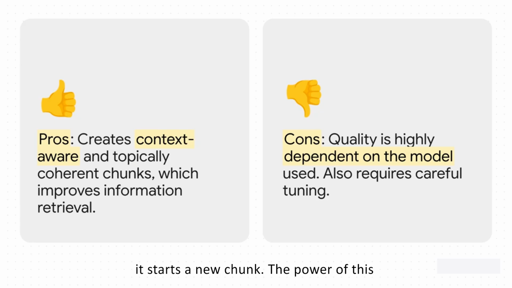The power of this is that you get chunks that are incredibly coherent. Let's go back to that chatbot example. This method would totally understand that the entire conversation about quarterly earnings, the revenue, the costs, the profit, the loss, it's all one cohesive topic, and it would keep it all together. The catch? Well, it all hinges on how good the AI model is that's doing the reading. If you have a poor model, you're going to get poor chunks.